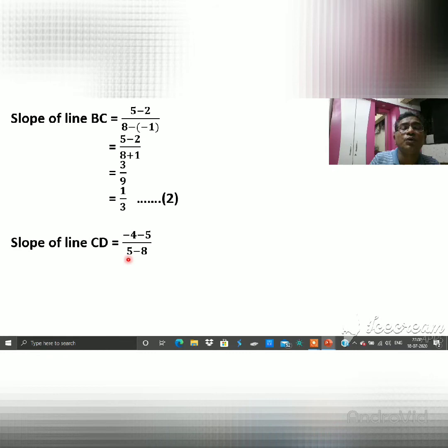5 is positive and 8 is negative, the signs are not the same, so subtract. 8 minus 5, what remains? 3. Give the sign of the bigger number, which is negative. So 9 is negative and 3 is negative. Both numerator and denominator are negative, so the negative signs cancel. So here remains 9 upon 3. 3 1s are 3, 3 3s are 9. So the slope of CD is equal to 3. This is equation number 3.